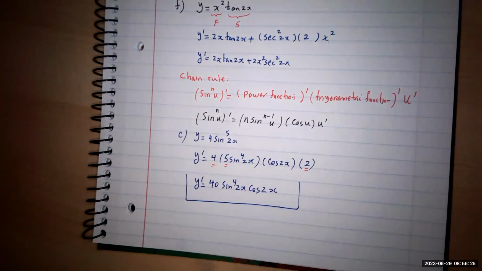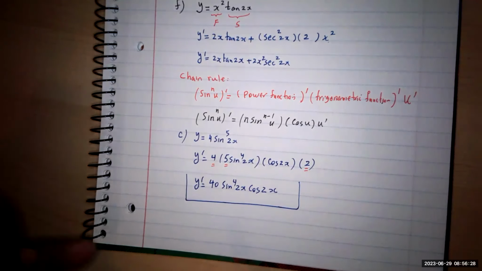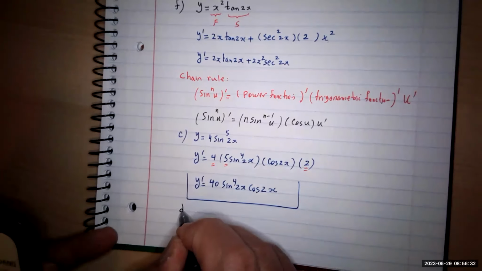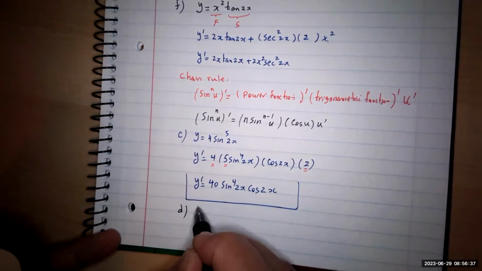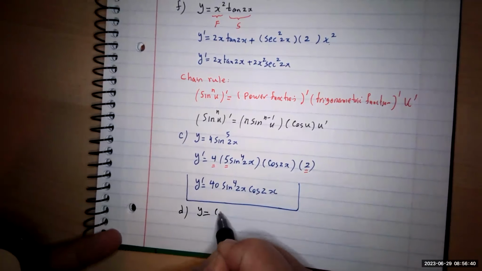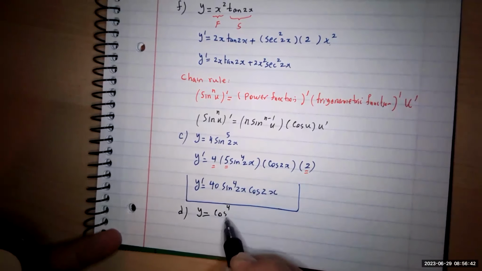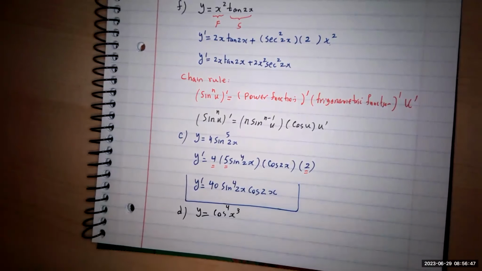And the other one that you have is part D. Let's put D here as well. In part D of this category, the function is a power function of a cosine: y equals cosine to the 4th of x cubed. Again, the power is the 4th, the trig function is cosine, and the inside function is x cubed. See, 1, 2, 3, there are no coefficients.